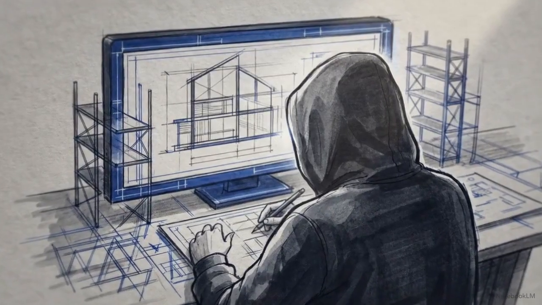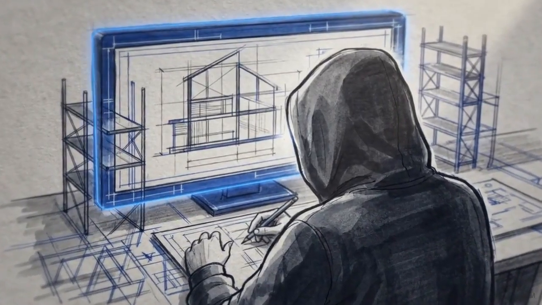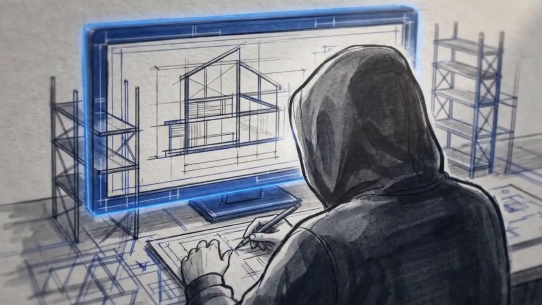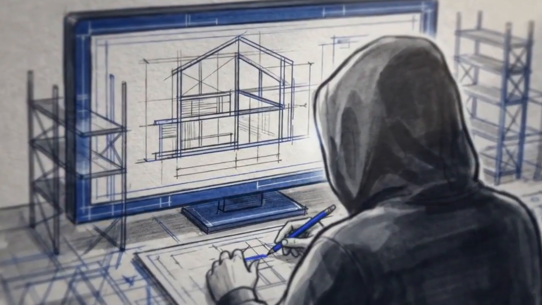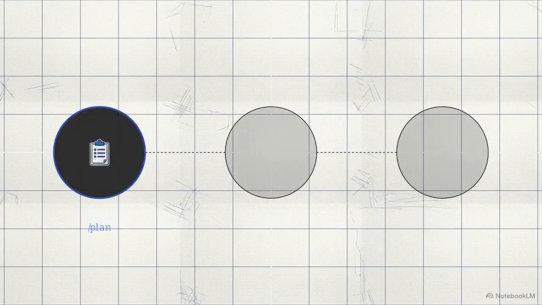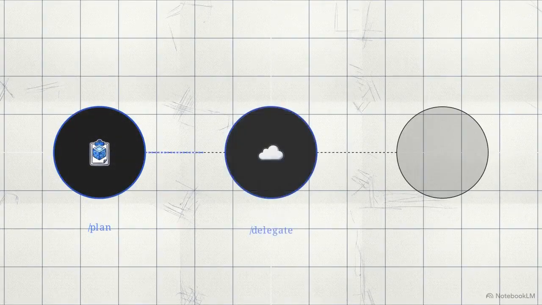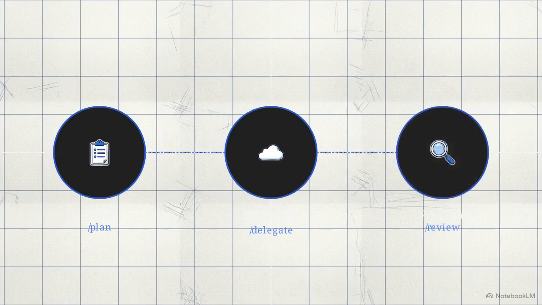The GitHub Copilot CLI lets you orchestrate coding agents through logical steps, moving a feature from a raw idea to a completed pull request. This process involves three specific phases: planning the technical requirements, delegating the execution to the cloud, and running a multi-agent review to verify the results.